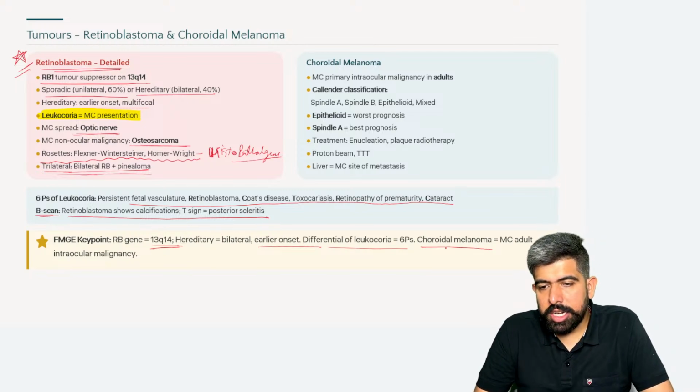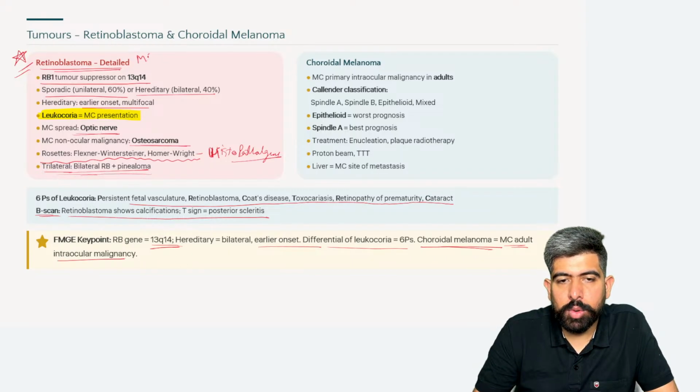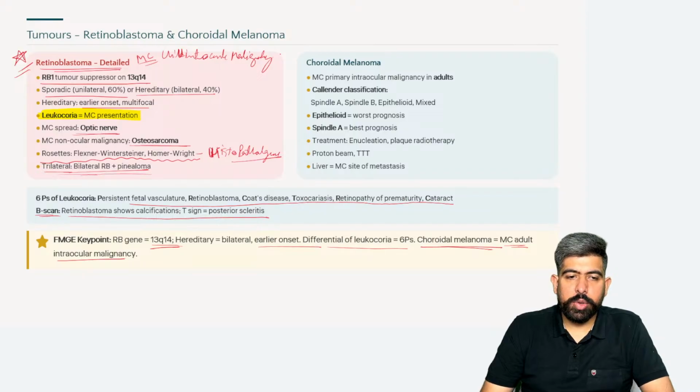The choroidal melanoma is the most common adult intraocular malignancy, and the retinoblastoma is the most common child intraocular malignancy. Understood? So I have concluded all this over there.